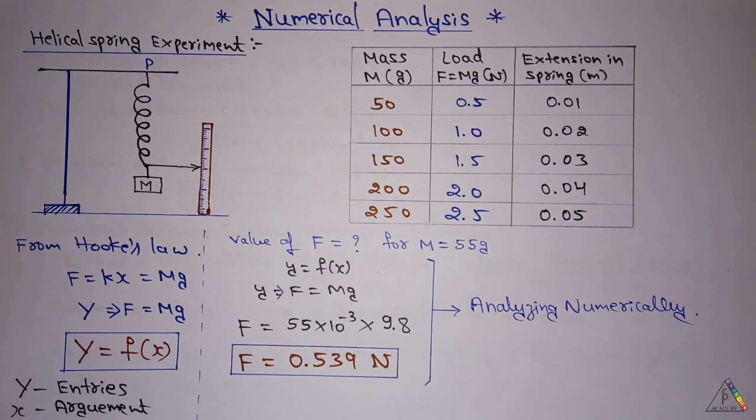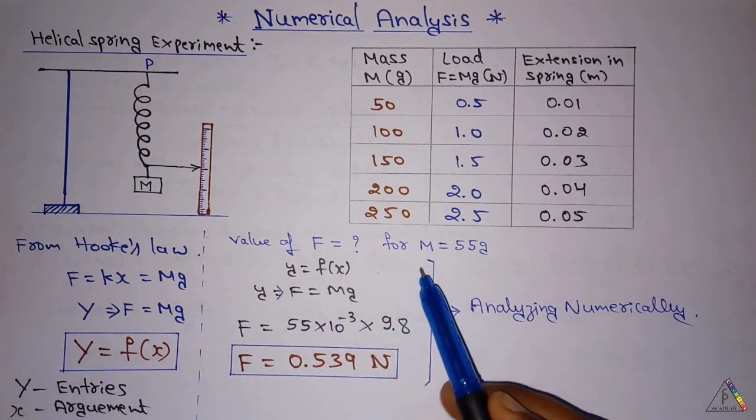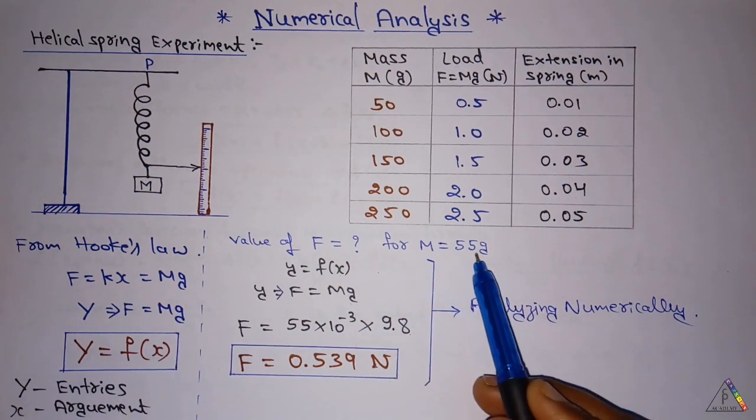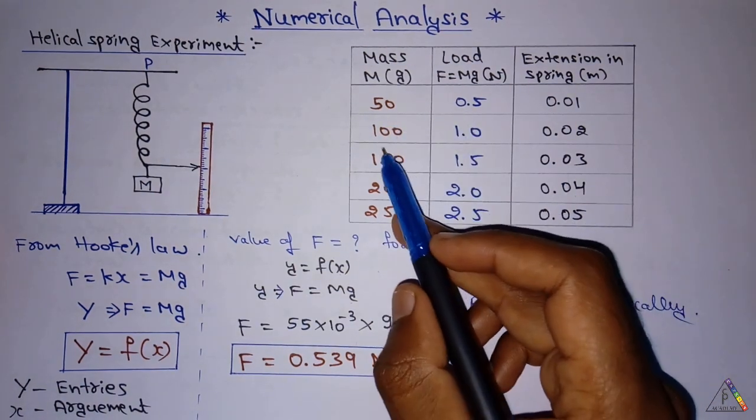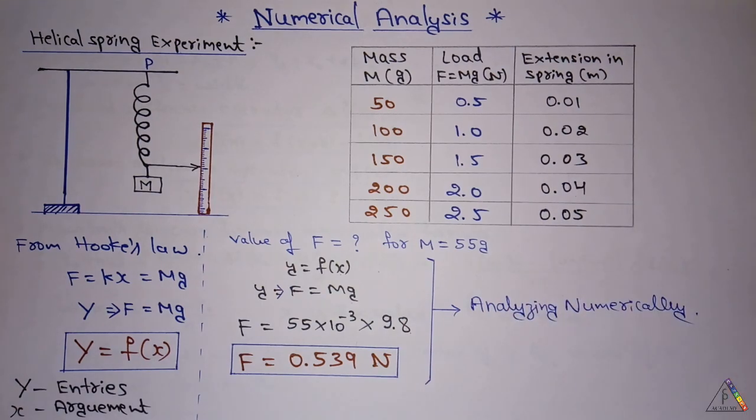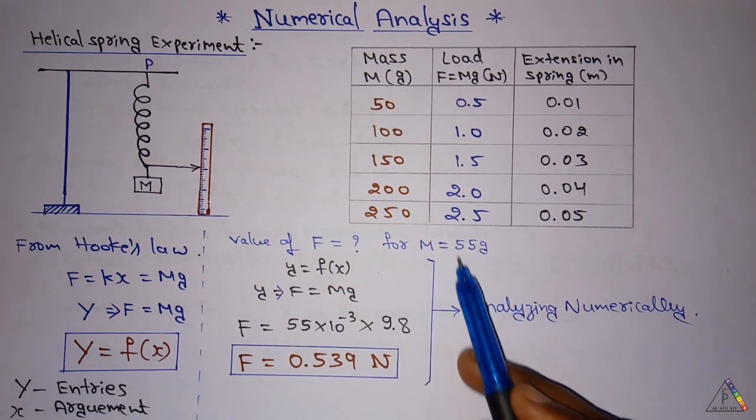For some application, assume we have to find the value of F for the value of m equal to 55 grams. Since in our laboratory we have the standard values of m, that is 50 grams, 100 grams and so on, we do not have the value of m equal to 55 grams.